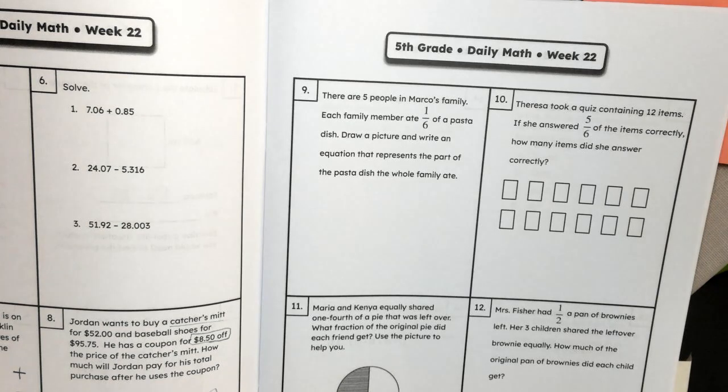Number 9. There are 5 people in Morocco's family. Each family member ate 1/6 of a pasta dish. Draw a picture and write an equation that represents the part of the pasta dish the whole family ate.